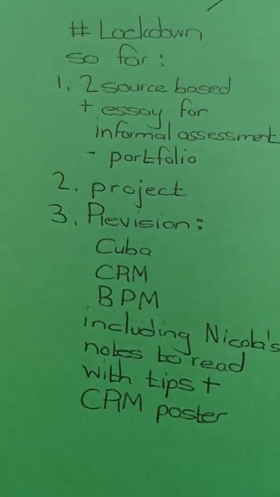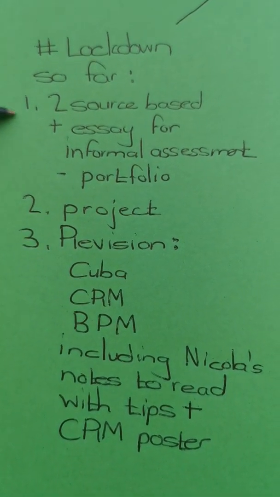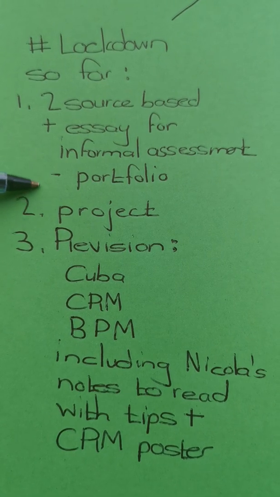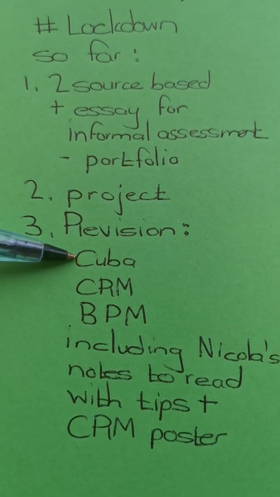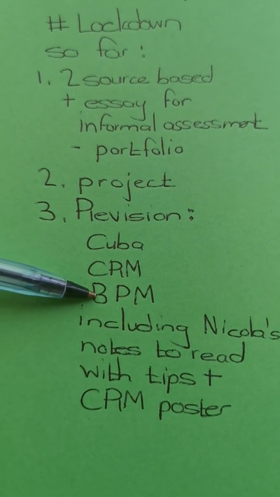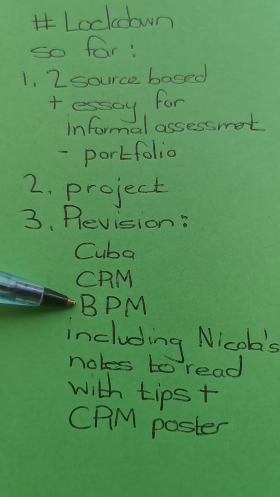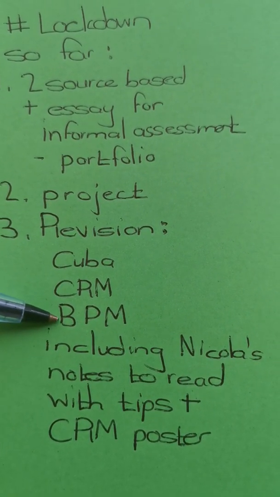Let's have a look at what we've done so far. We've done 2 source-based, 1 essay, and that's for informal assessment for your portfolio. We finished the project. We've done revision. So you've gone through your Cuba notes, you've gone through your civil rights movement, you've gone through your Black Power movement. For Black Power movement, I do need to come back and just go through a couple of things with you, but nothing too serious.